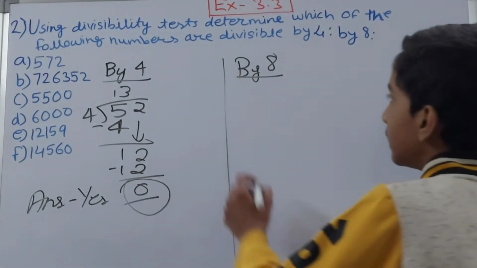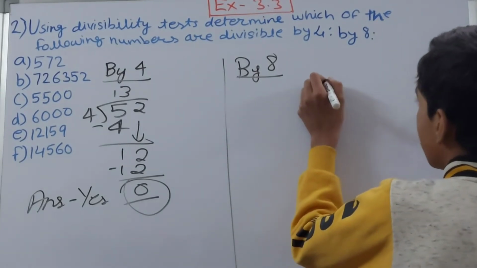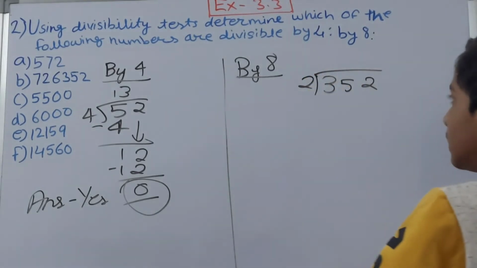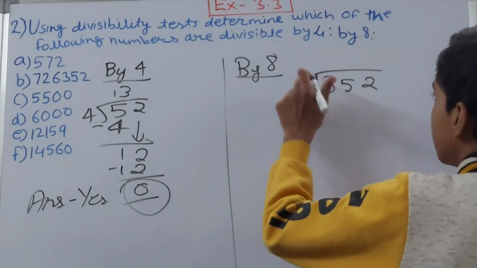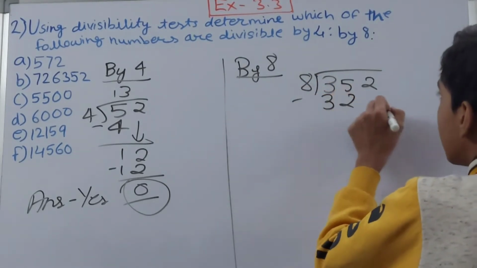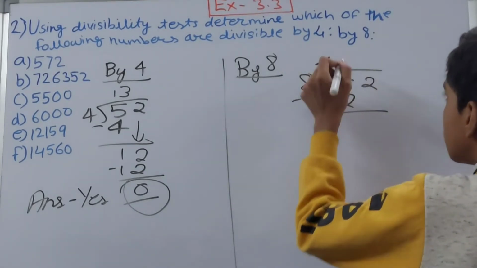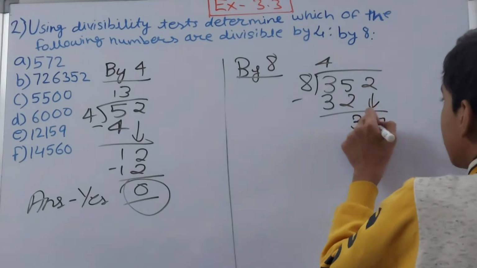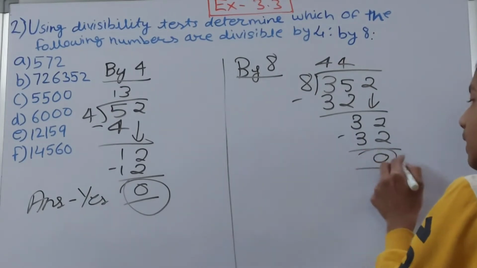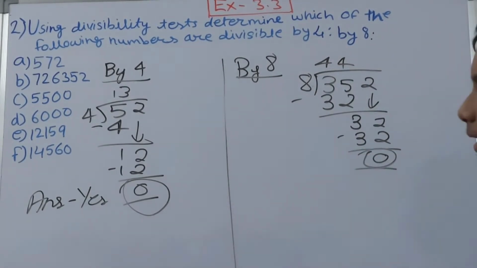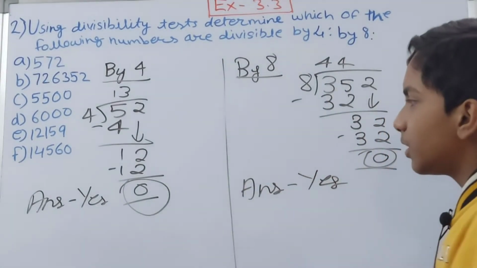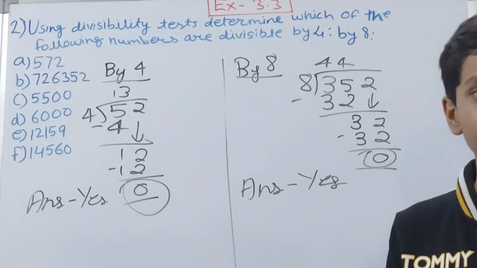Then next we have 8. For 8 we will see the last 3 digits, which here are 352. So let us divide 352 by 8. We can take 35, minus 32, and 8 goes into 35 four times. We have 3 here and this 2 comes down, 32, minus 32 is 0, and 8 goes into 32 four times again. Again you can see we are getting 0. It is completely dividing that number. So our answer will also be yes. This number is divisible both by 4 and by 8.